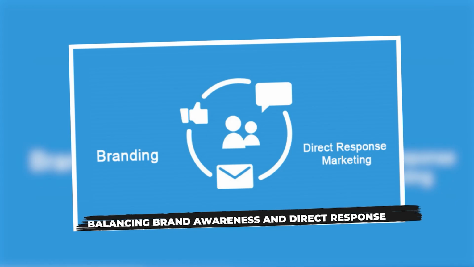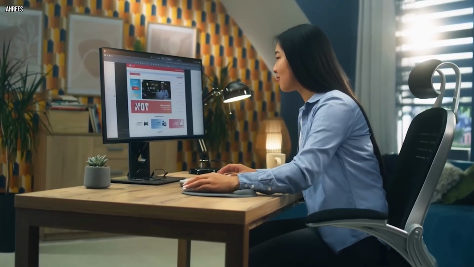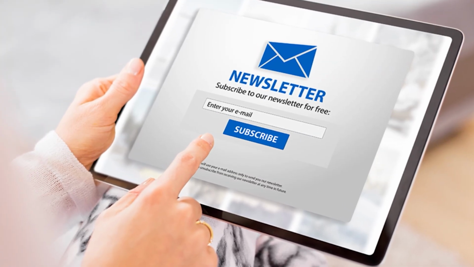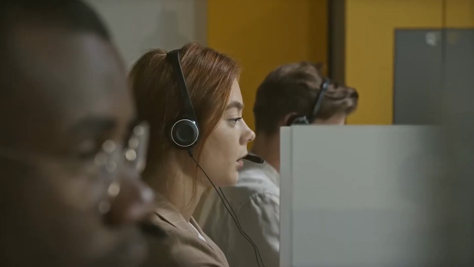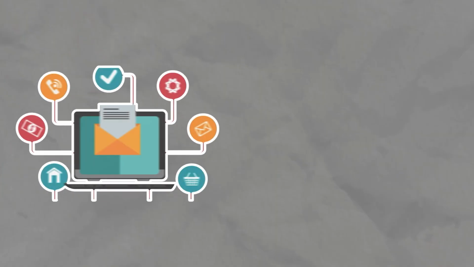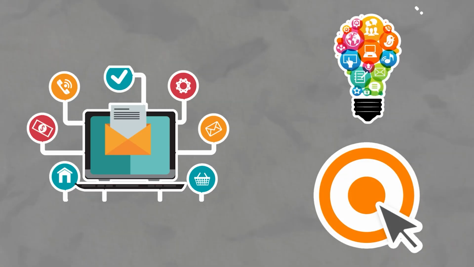Balancing brand awareness and direct response. Direct response and brand awareness marketing must be distinguished to create an effective plan. Direct response marketing stimulates instant actions like buying or signing up for a newsletter. Direct response marketing uses unambiguous calls to action and metrics. Email campaigns, social media ads with instant offers, and PPC are examples.